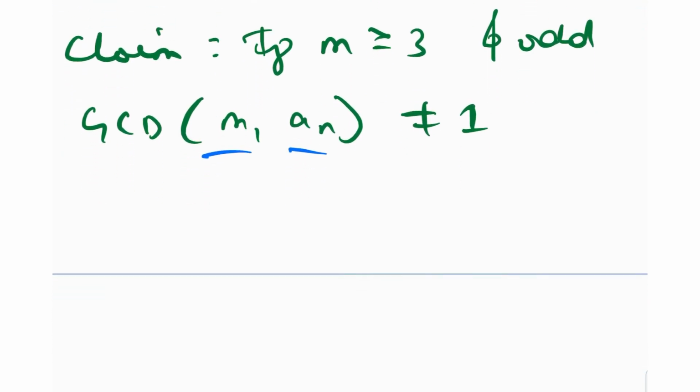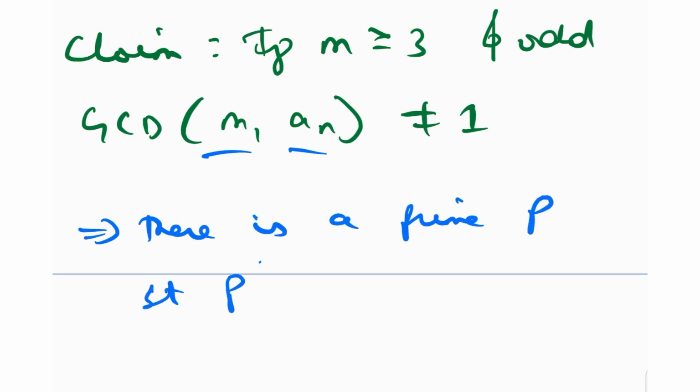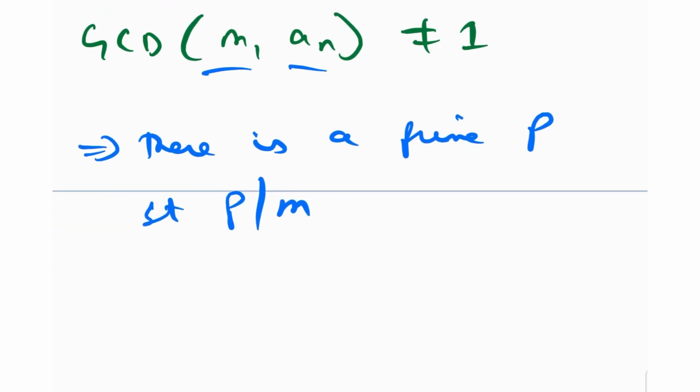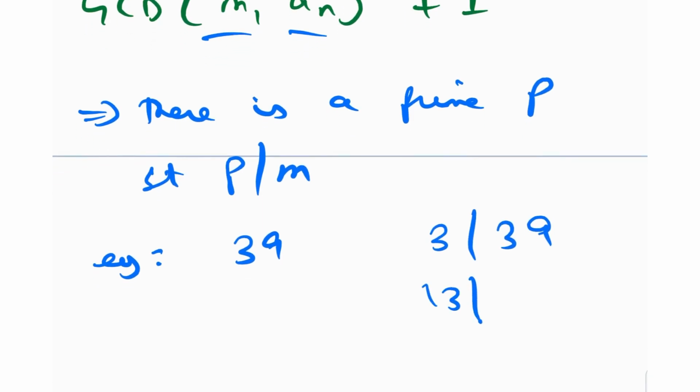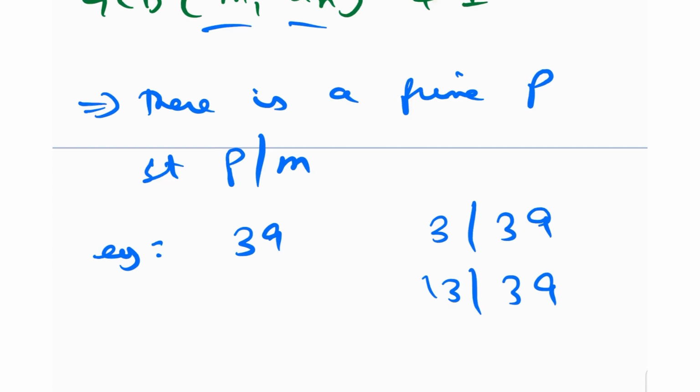So m is greater than or equal to 3 and odd. That implies that there is a prime p such that p divides m. I'll give you a basic example: consider the number 39. We have 3 dividing 39, and 3 is a prime, right? 13 divides 39, and 13 is also prime. So for m greater than or equal to 3, no matter what natural number m is, there will always be a prime p such that p divides m.